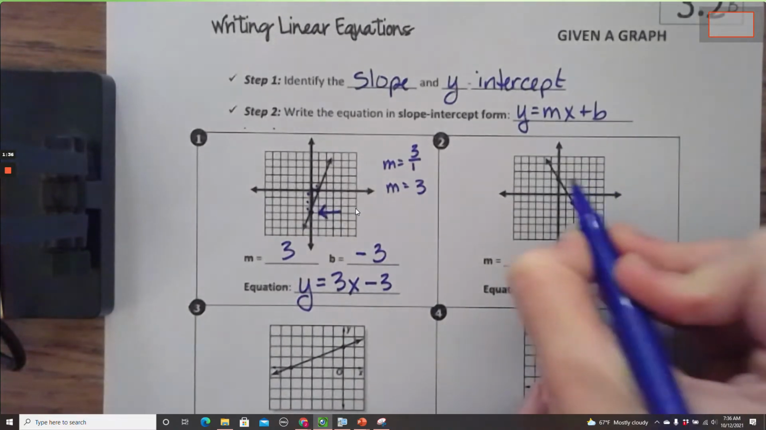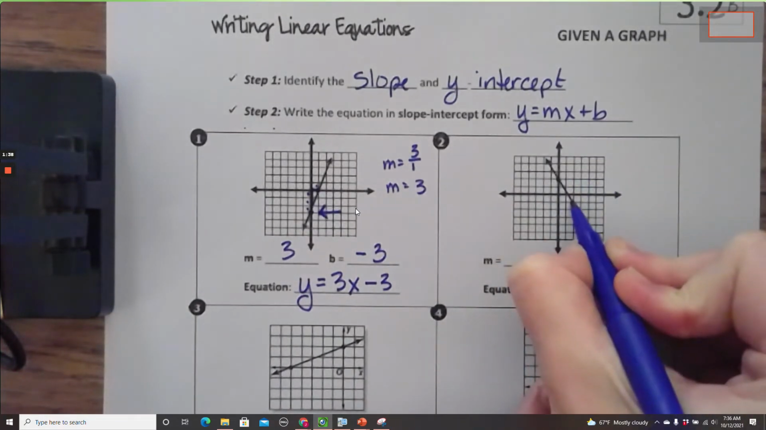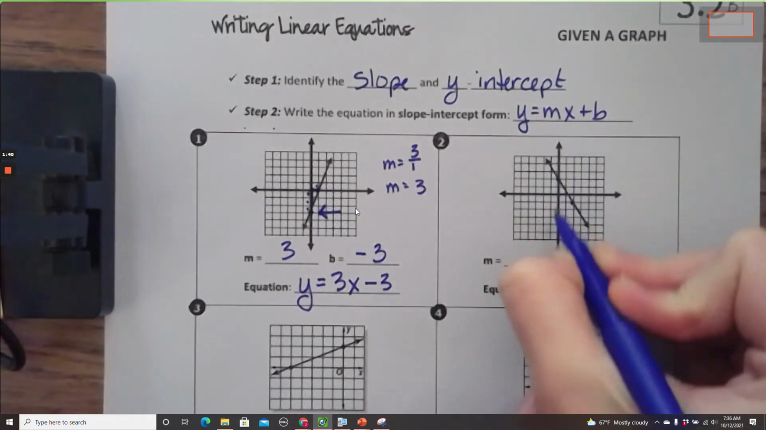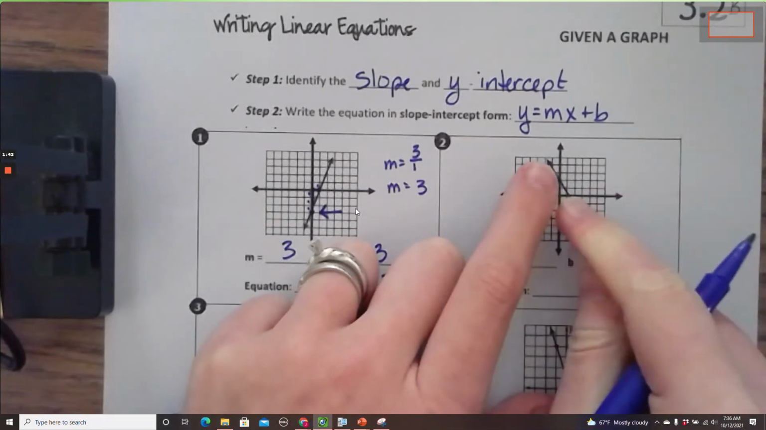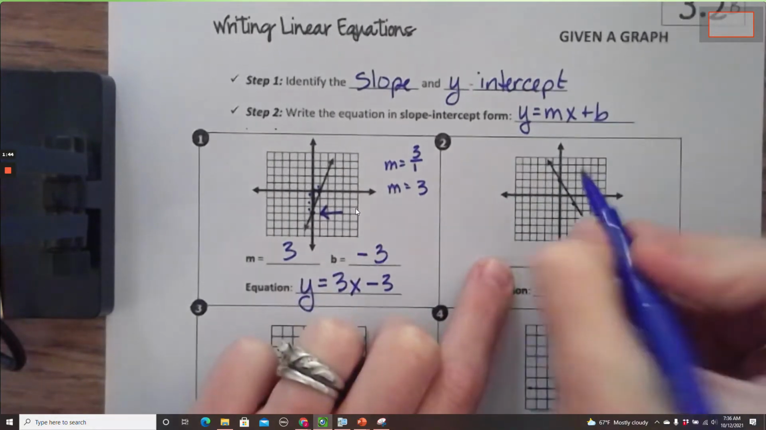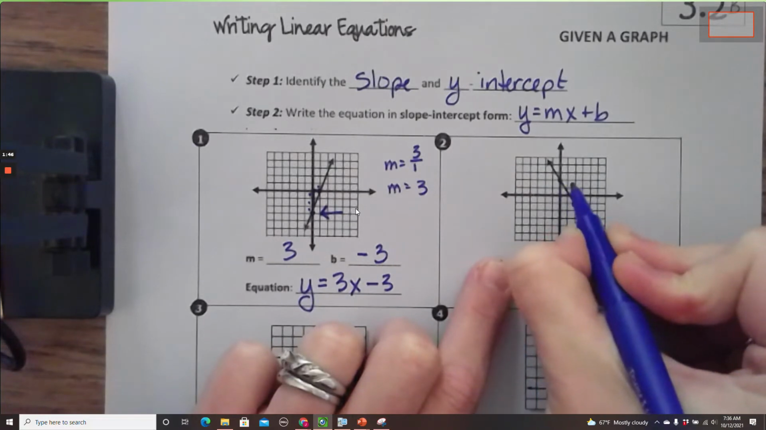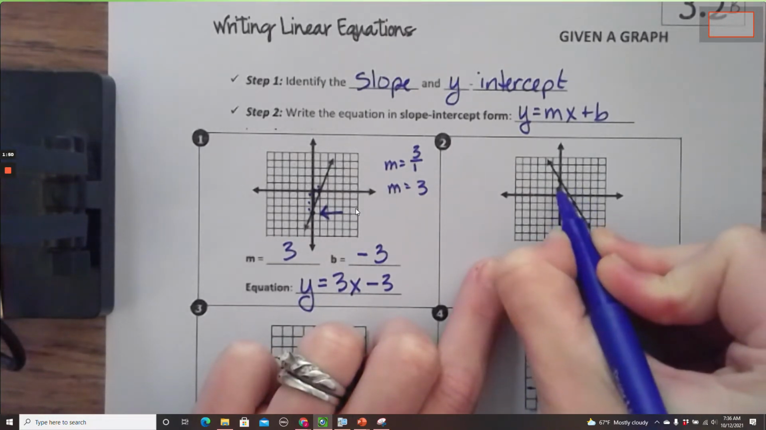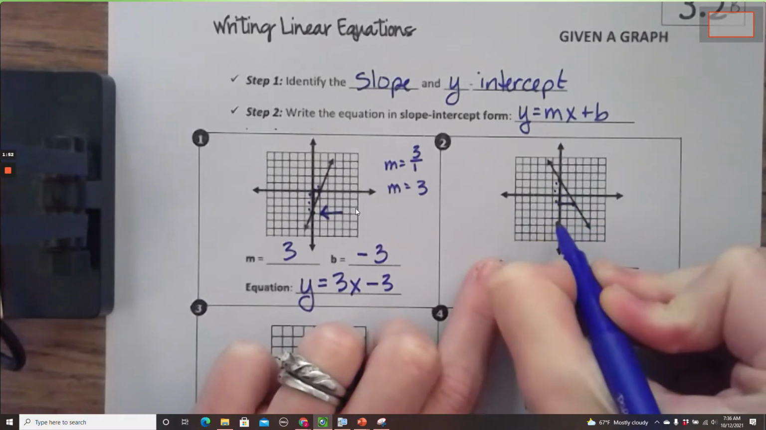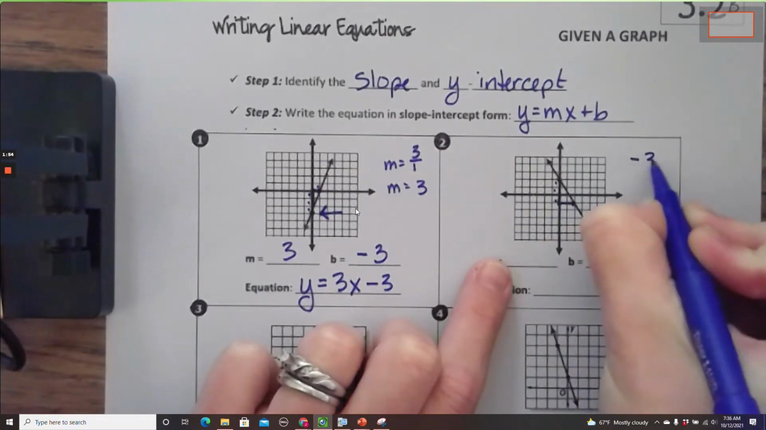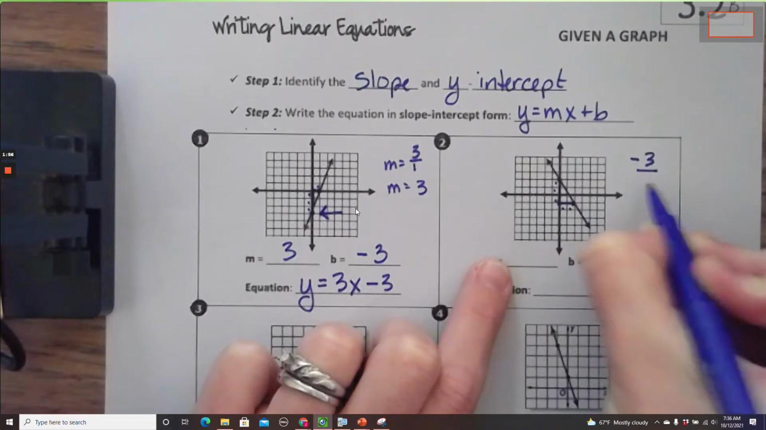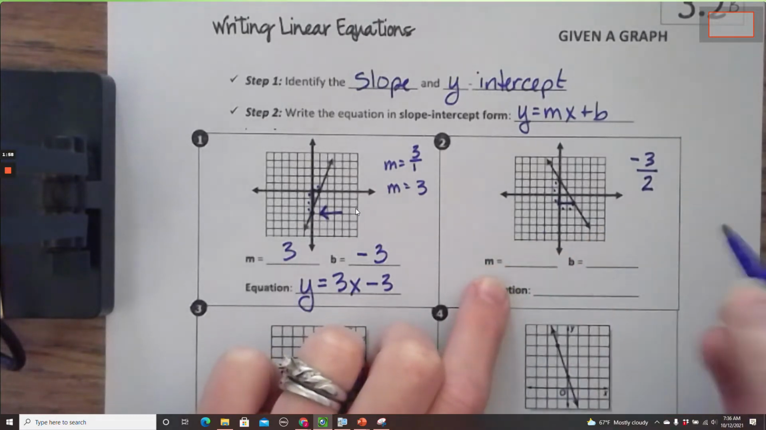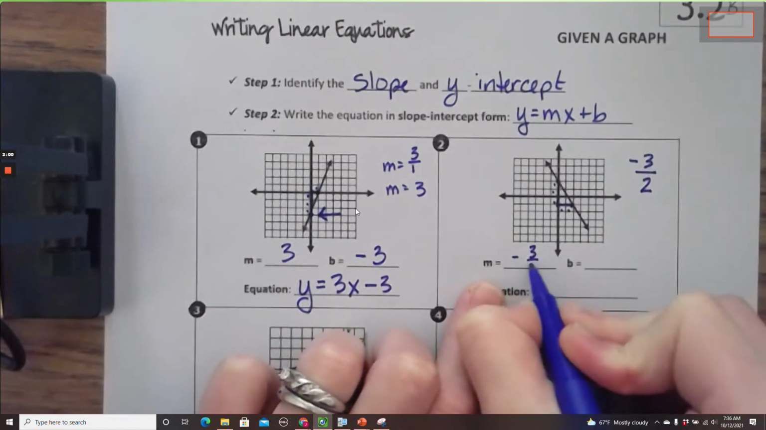So on the next one, here's our 2 points from here to here. My first move has to be up or down, and we always move from left to right. So from here to here, we're going to go down and over. So we're going down 1, 2, 3, and so that's a negative 3, and then we're going over 2. So that is our slope, negative 3 over 2.